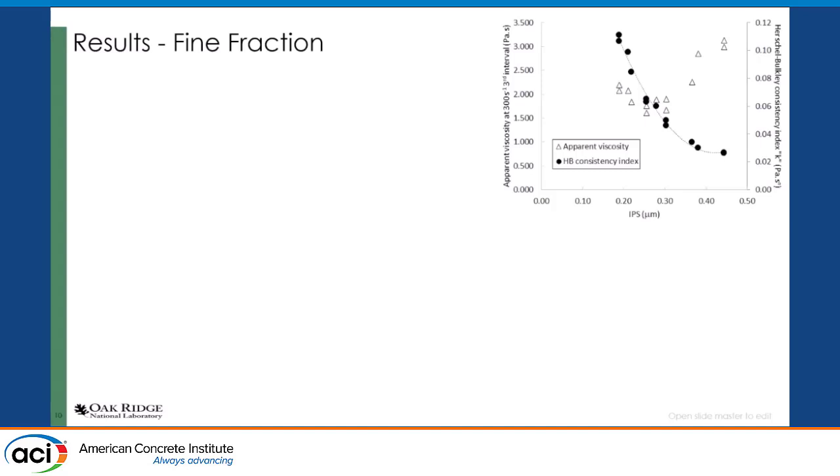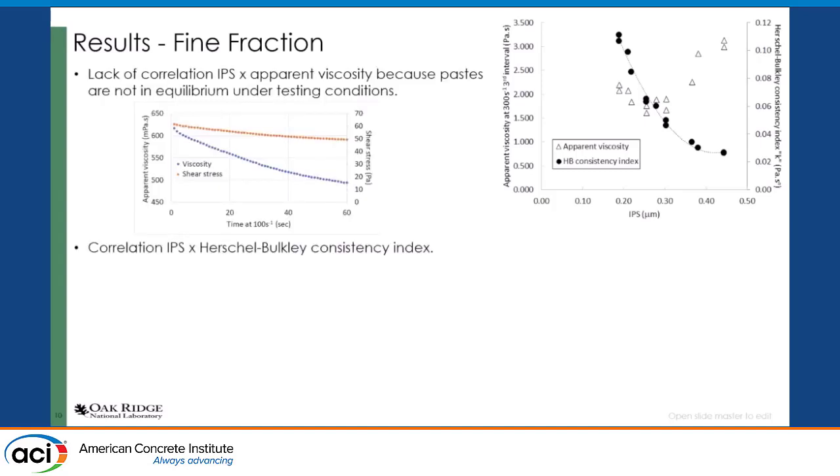The thing is, we don't find this correlation with apparent viscosity because our testing is dynamic. We are increasing the shear rate, and then we are decreasing, and we're increasing again. So we're always moving at a different pace, and the paste has no time to equilibrate. And that's demonstrated here. Once we fix the shear rate, we see the rheological parameters changing over time. Okay, so that's evidence the pastes are not in equilibrium.